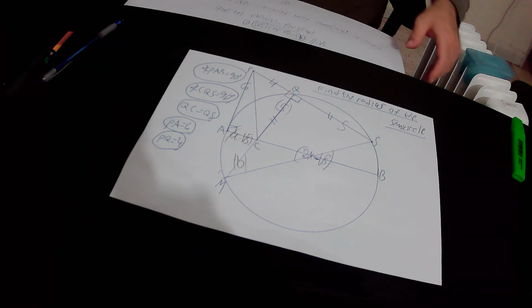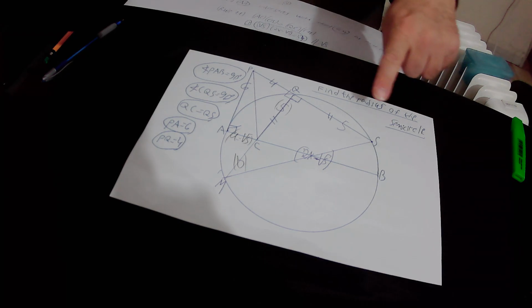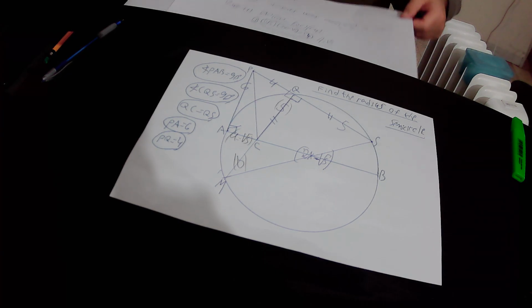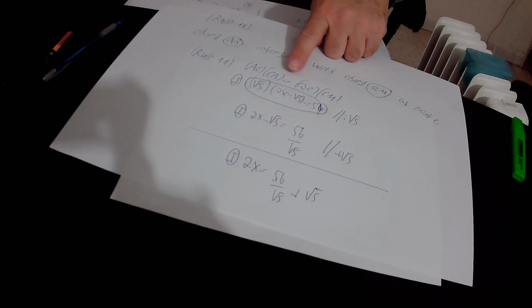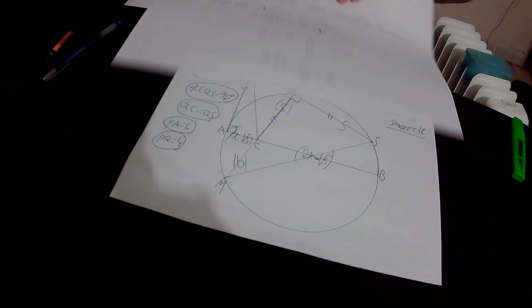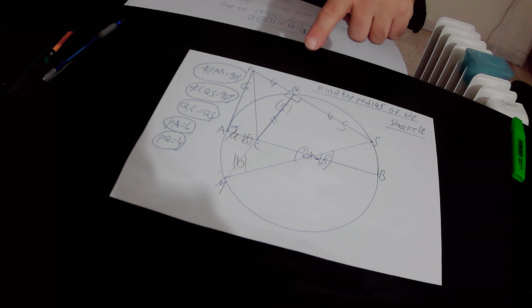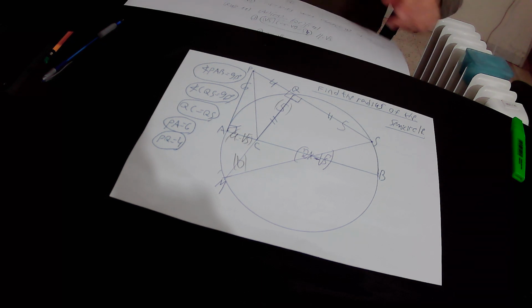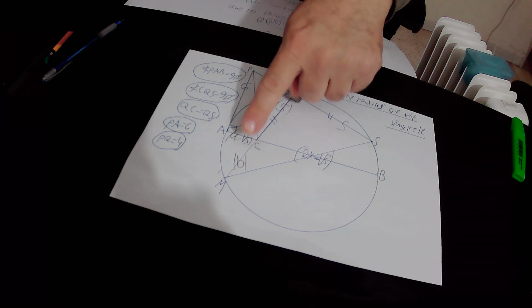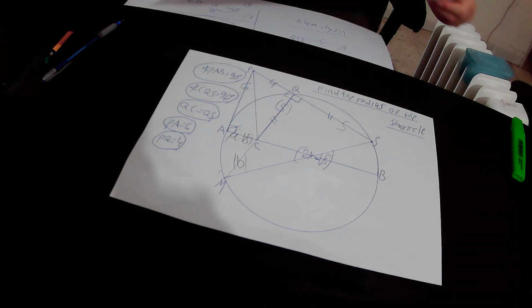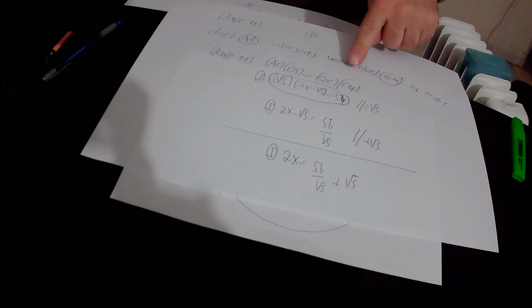AC is equal to 5, and CB is 2x minus square root of 5. Repeat again: AC is equal to 5 and CB is 2x minus square root of 5, and it is equal to QC. QC is 5, and according to our definition, CM is B. Repeat again, QC is 5 and CM is B.